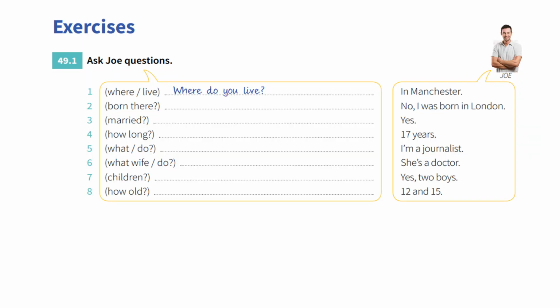Now ask Joe questions. Where live? Where do you live? Joe says, I live in Manchester. Born there. So this is a yes/no question. So were you born there? Were you born in Manchester? No, I was born in London.